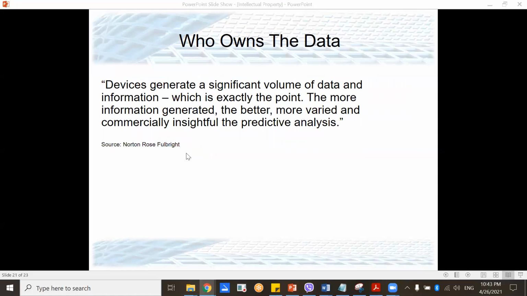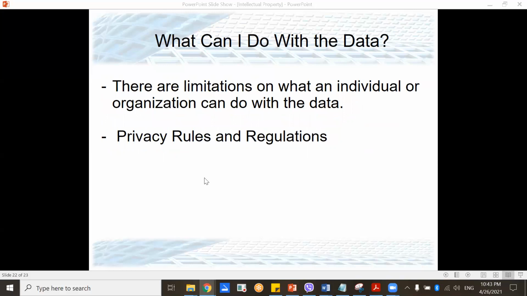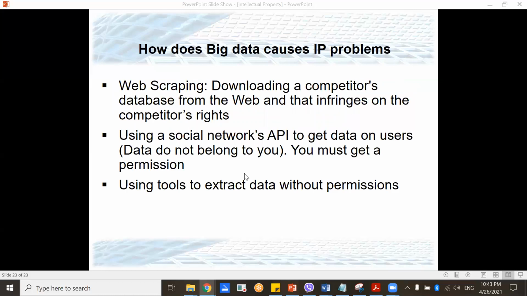Devices generate a significant volume of data and information, which is exactly the point. The more information generated, the better, more varied, and commercially insightful the predictive analysis. So now the question we ask is, what can I do with this data, the data that you gather, that you collect? There are limitations on what an individual organization can do with the data. There are privacy rules and regulations. Previously, we discussed GDPR, General Data Protection Regulation, and we talked about other laws that talk about privacy rules.